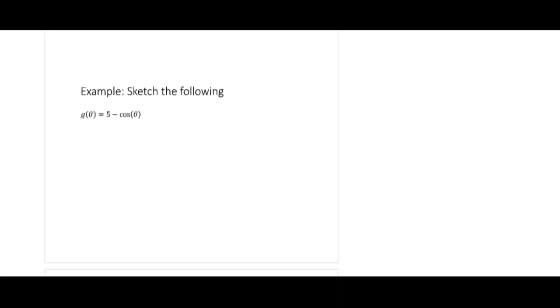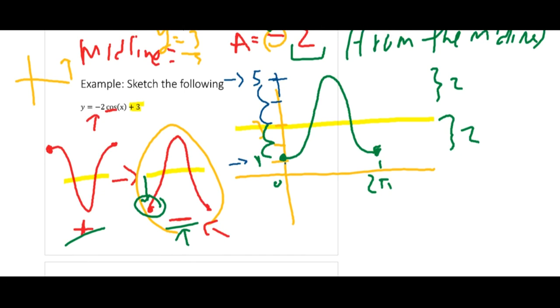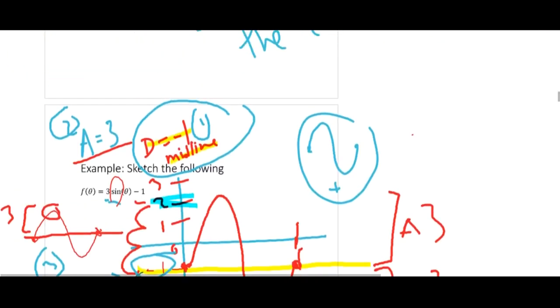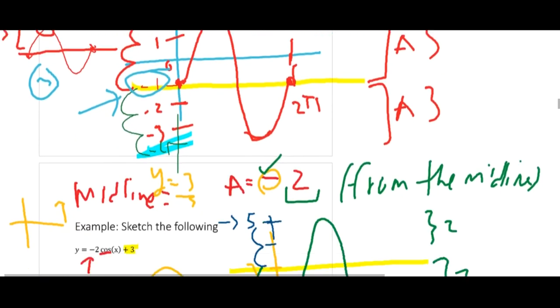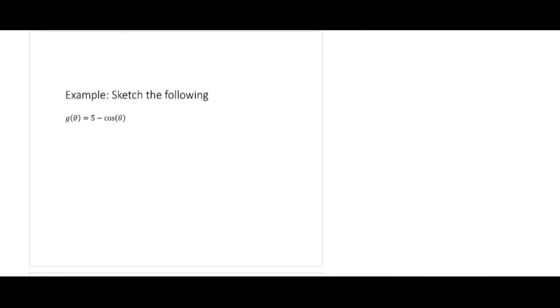I already can tell some of you are probably going to be a little bit confused because of just how the equation looks. G of theta is equal to 5 minus cosine theta, where if we go back to the other examples, you see there it says -2 cosine of x plus 3, sine theta minus 1. It was always behind the cosine or the sine, but now it's in front of it. Don't get scared about that.